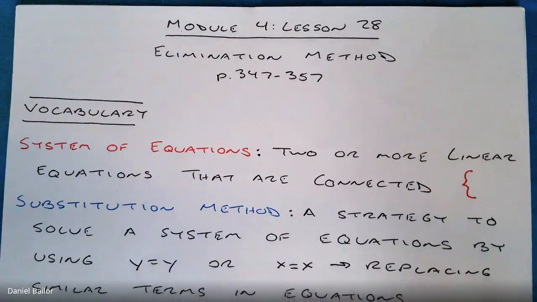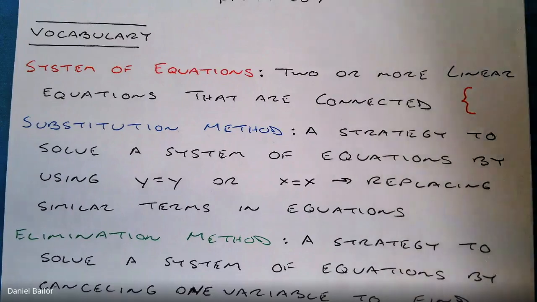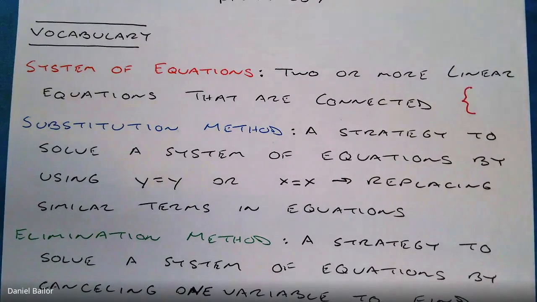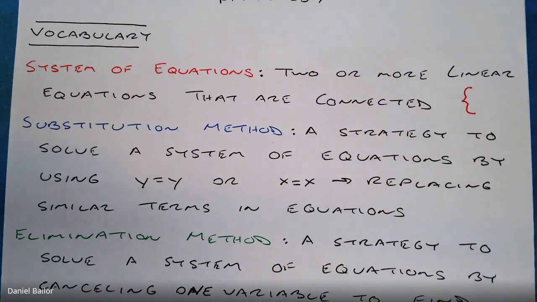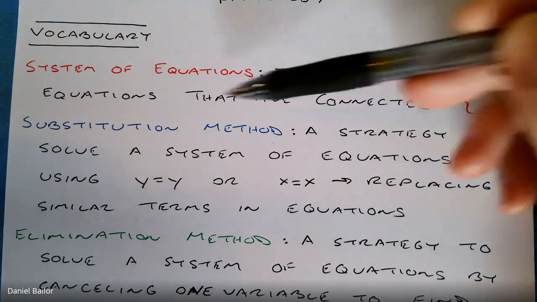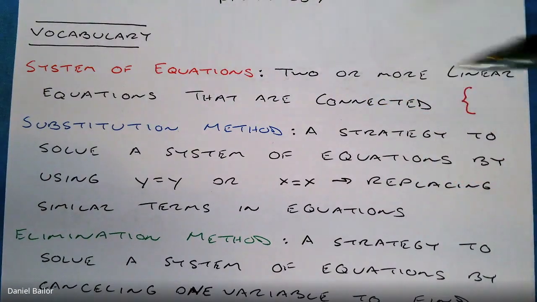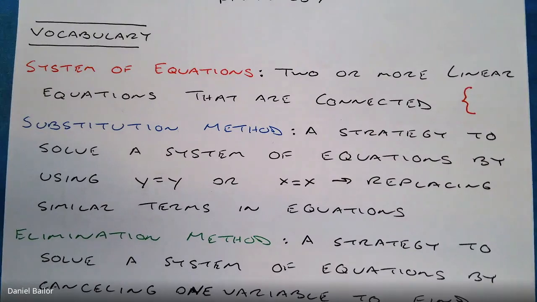Let's start the lesson with the vocabulary. We have 3 terms today. First one is systems of equations. This is a term that we've seen, I think, since lesson 24. A system of equations is 2 or more linear equations that are connected. So 2 or more equations that are connected in a system. They go together. They are related.